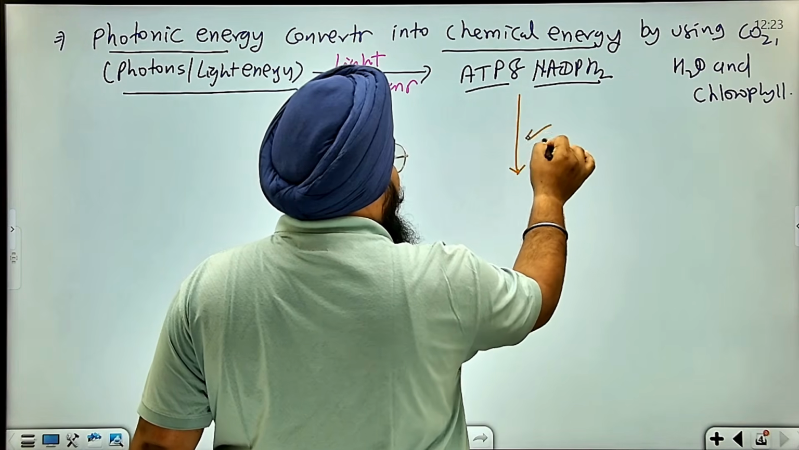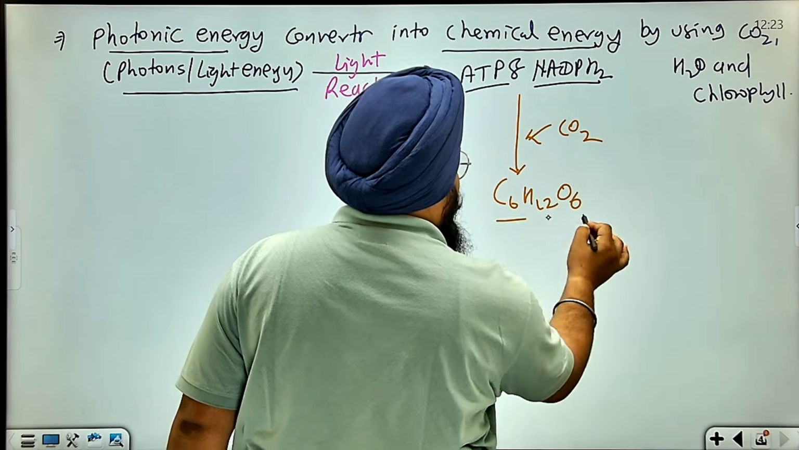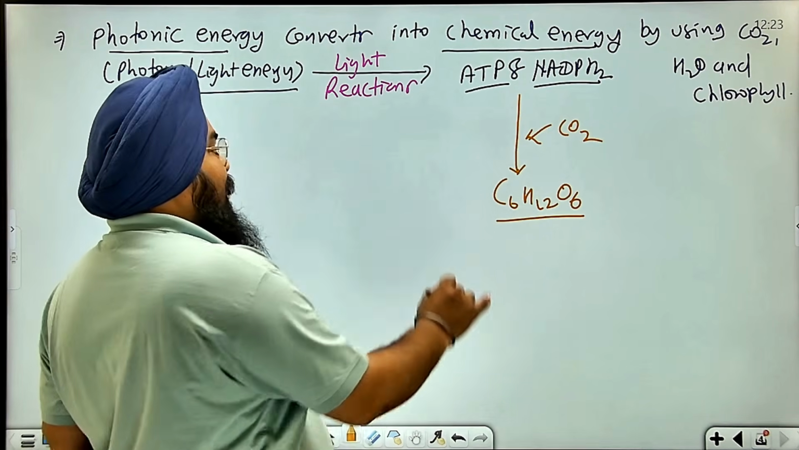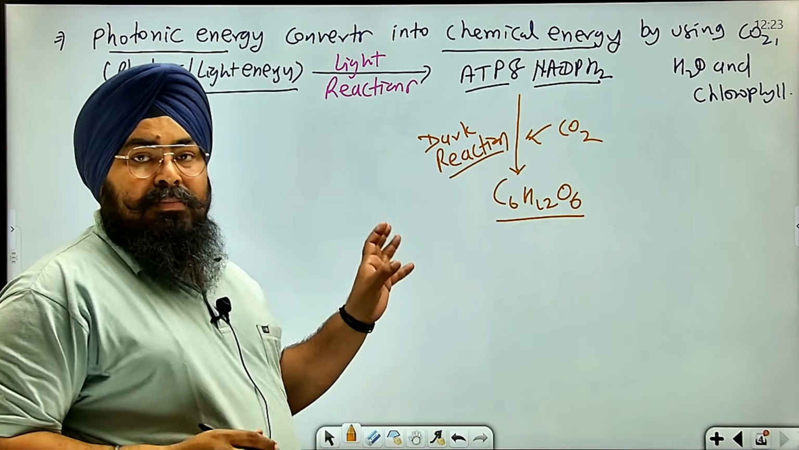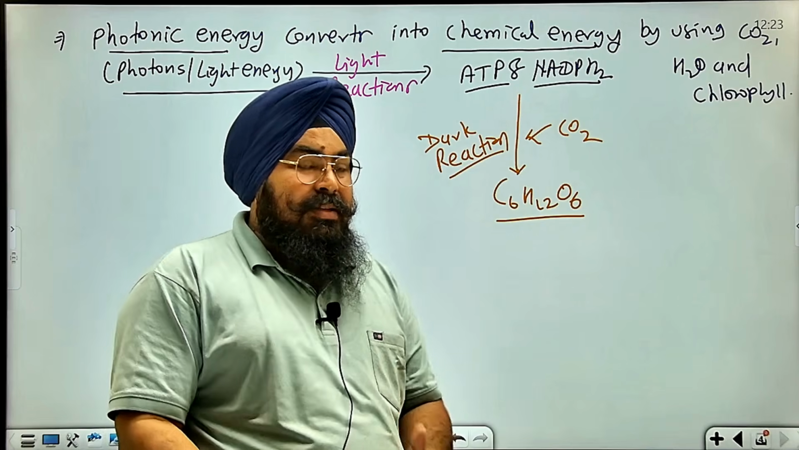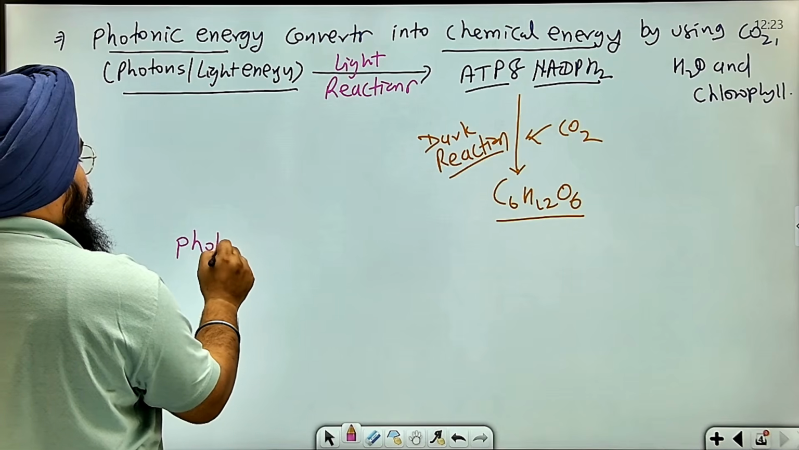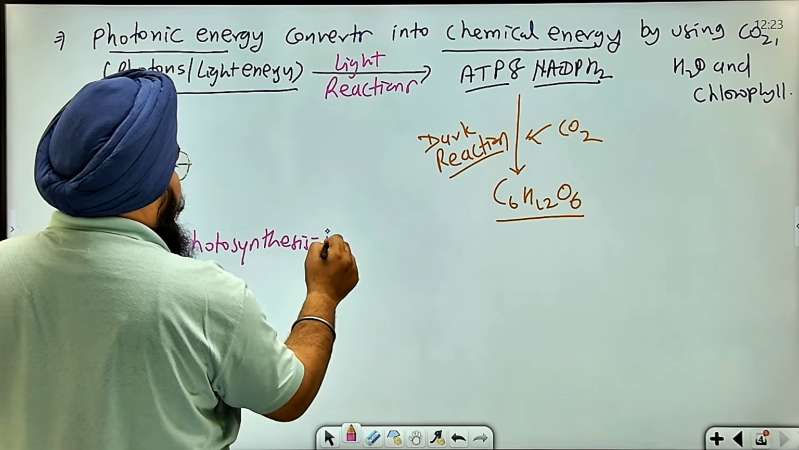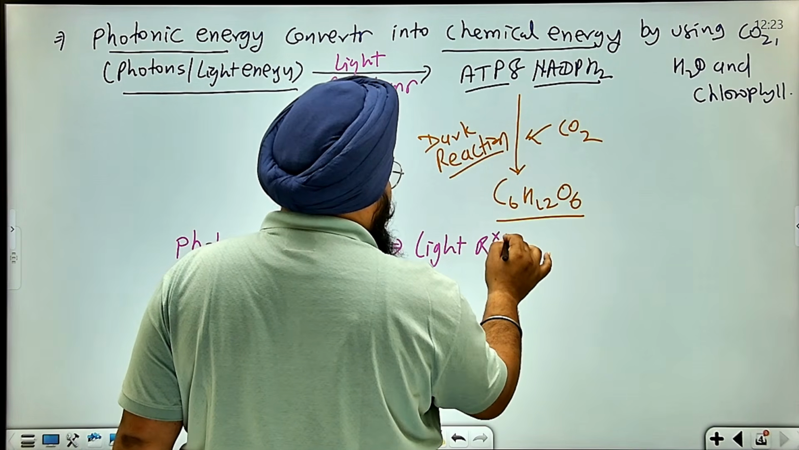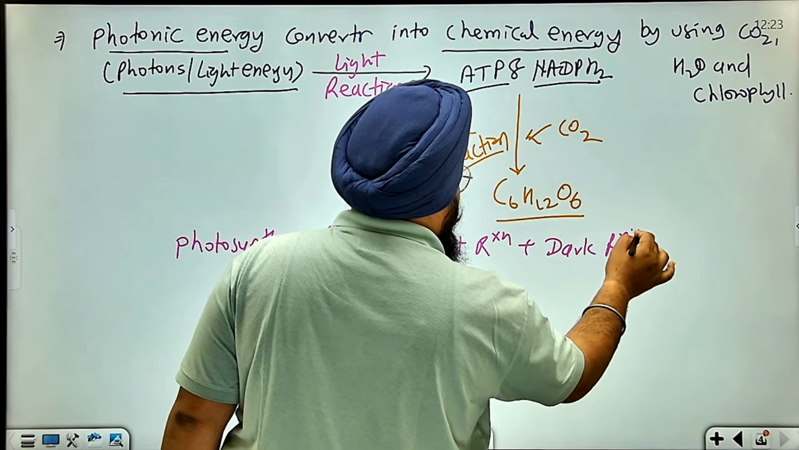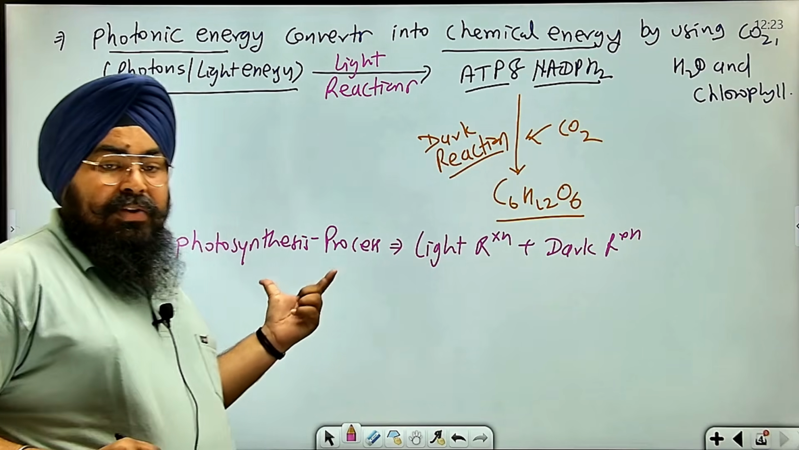In the light reactions of photosynthesis, light converts into ATP and NADPH2, and then these ATP and NADPH2 are used by CO2, carbon dioxide, to form glucose, and this process is known as the dark reaction. Light reaction plus dark reaction collectively are known as the photosynthesis process.